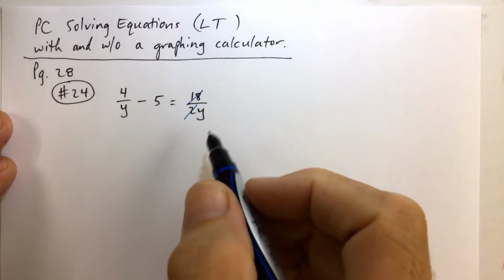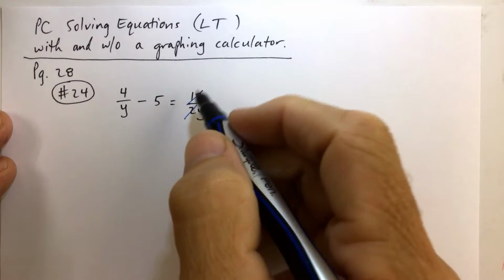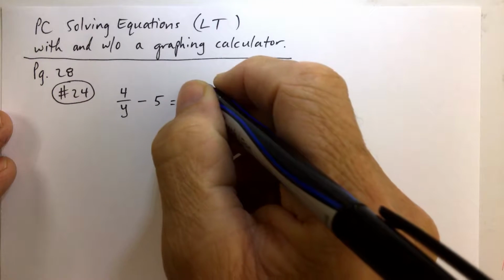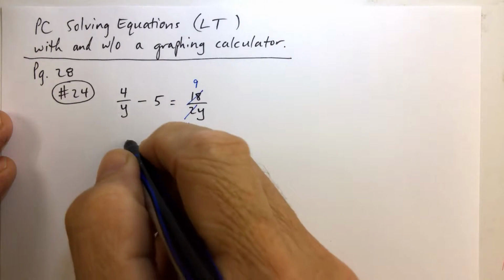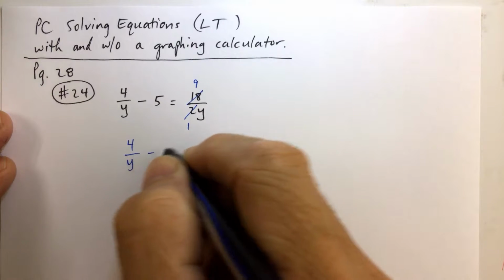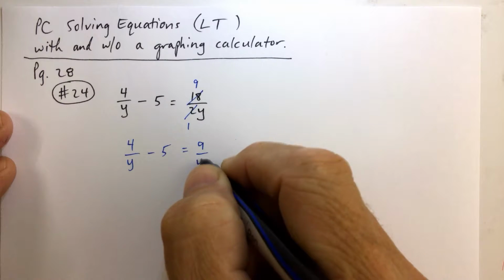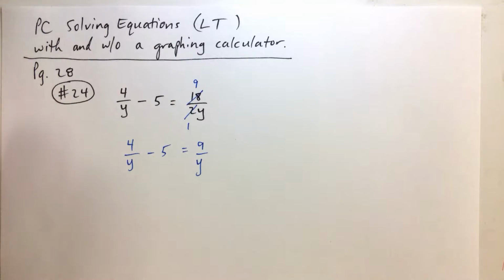So in solving this equation, one thing we can recognize is that 2 goes into 2 once, and 2 goes into 18 9 times. And so we can actually rewrite this equation as 4 over y minus 5 is equal to 9 over y. The reason we would do that is to make it just a little bit easier.